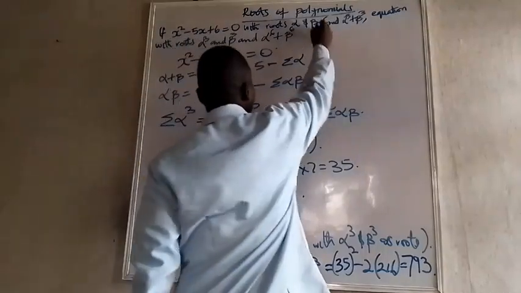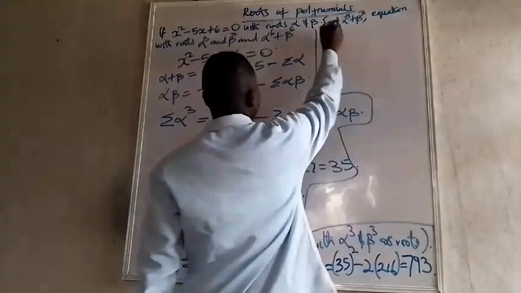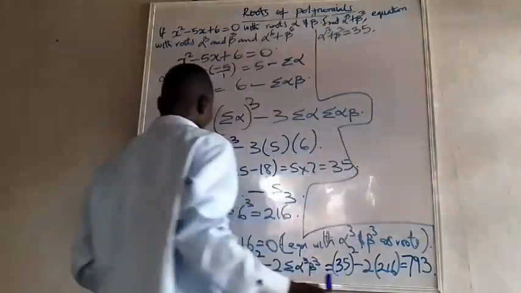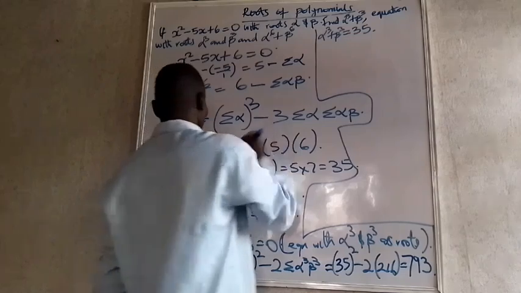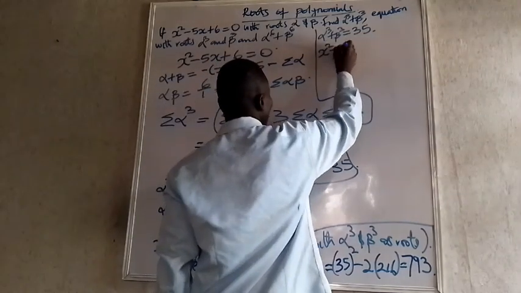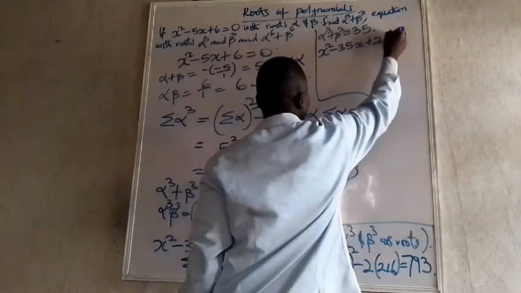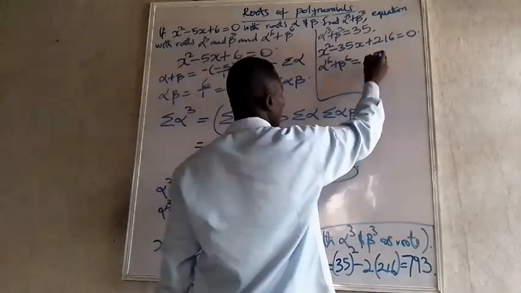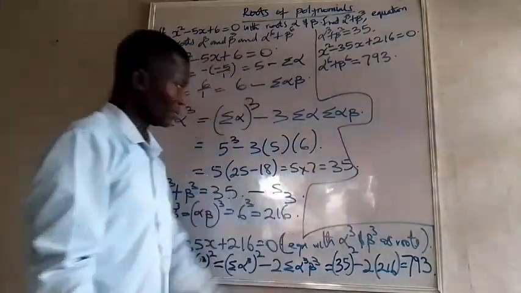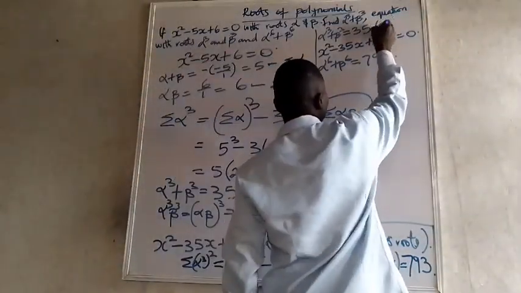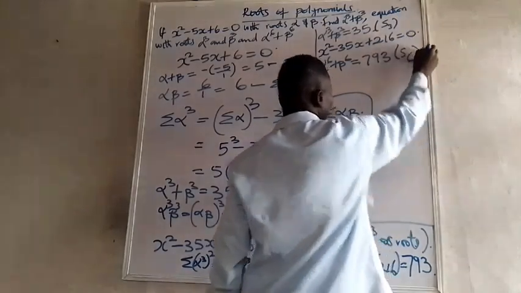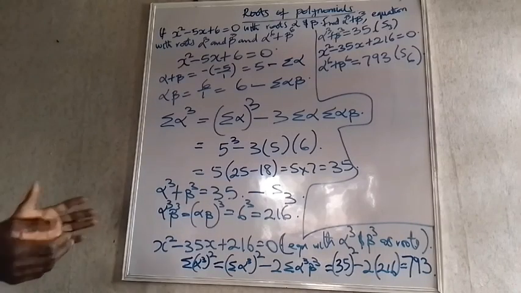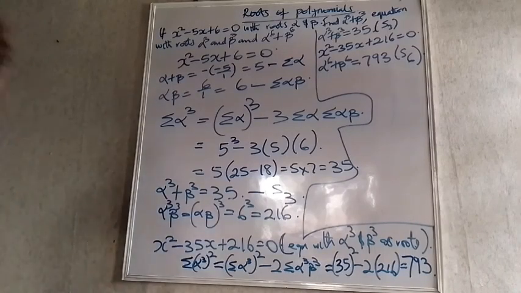So from this, we realize that alpha cube plus beta cube is equal to 35. The equation with the roots alpha cube and beta cube is x squared minus 35x plus 216. So alpha raised to power 6 plus beta raised to power 6 is equal to 793. We can confirm. So what do we have here? This is S3 and this is S6. So you can see, just a little practice to give you easy understanding of this.